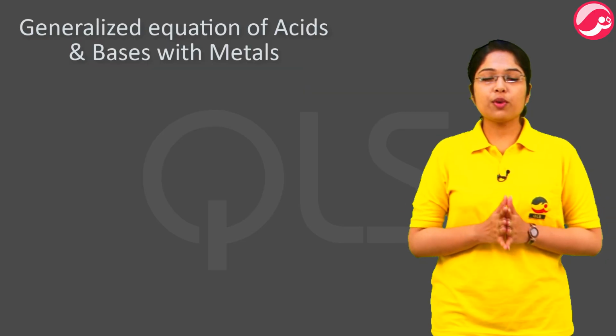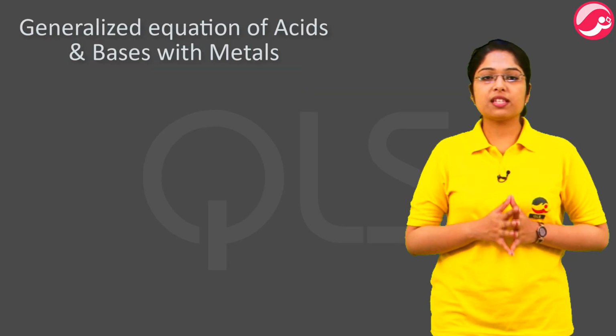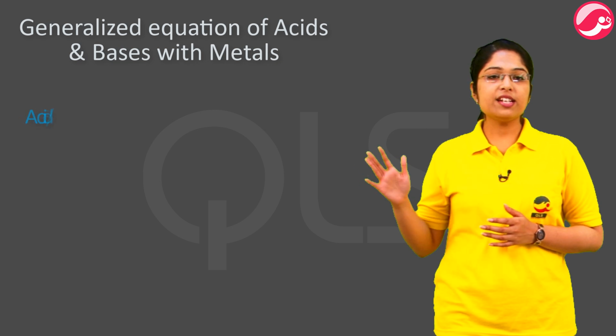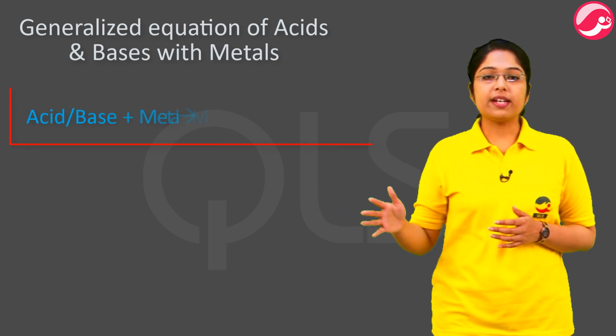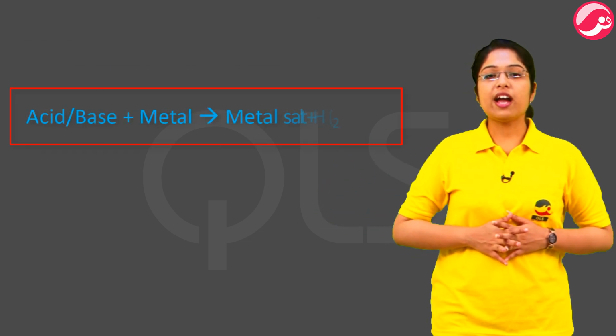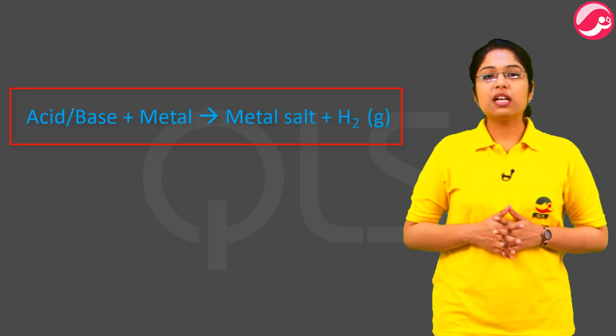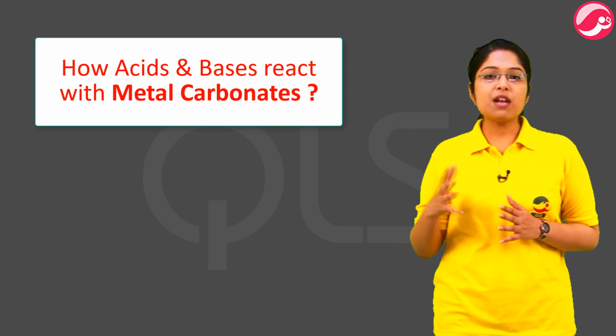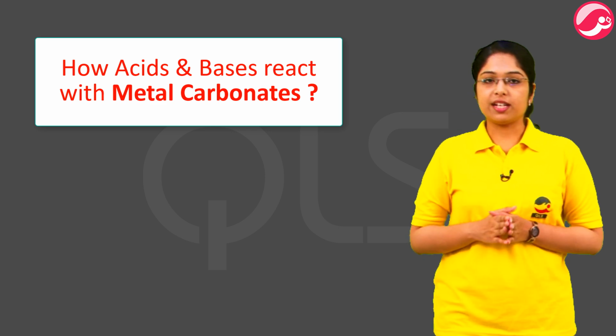So the generalized equation for the reaction of acids and bases with metals can be written as: acid or base, when reacts with metal, gives out metal salt and hydrogen gas. Now, let's see how acids and bases react with metal carbonates.